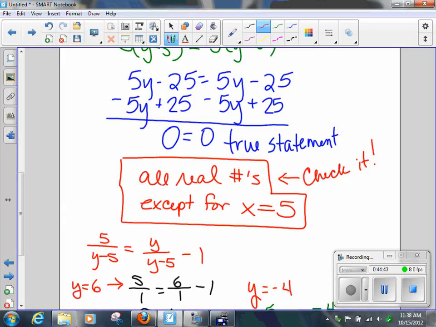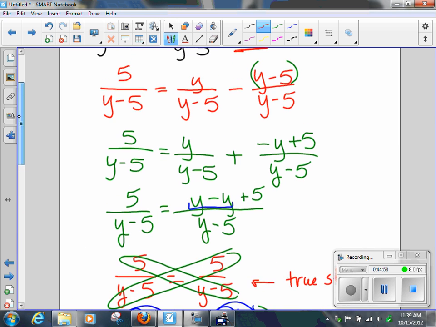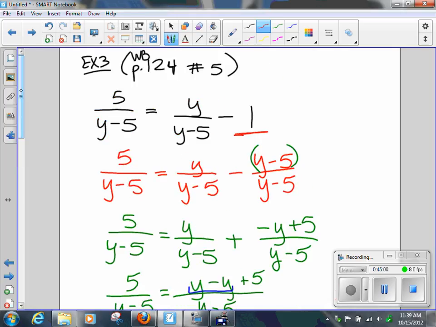But what if you look at it from the very beginning and go, okay, well, y cannot equal 5? If you look at it at the very beginning, off to the side, you need to make yourself a note: y cannot equal 5, because if it does, it's going to be undefined. Question?